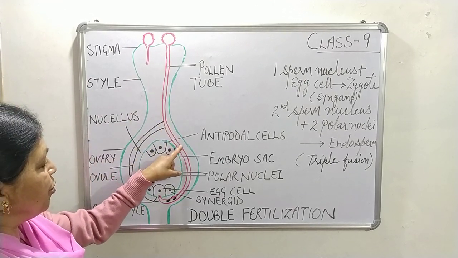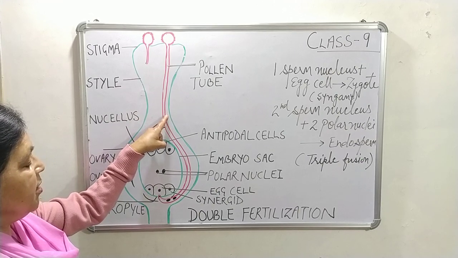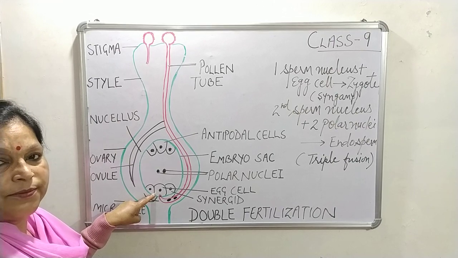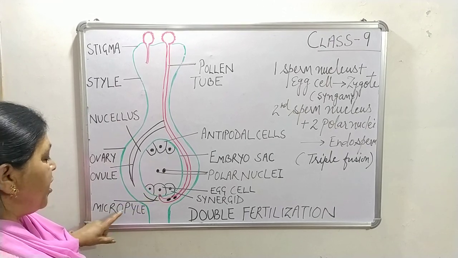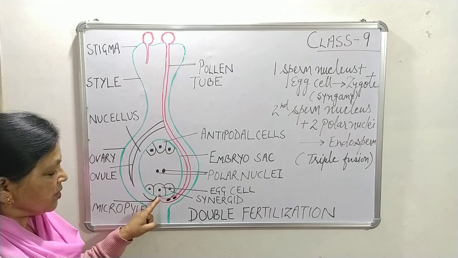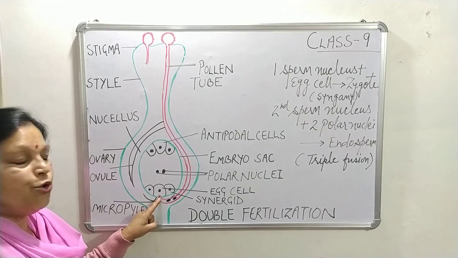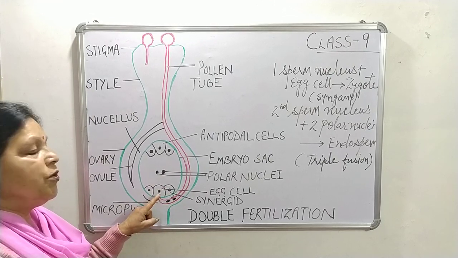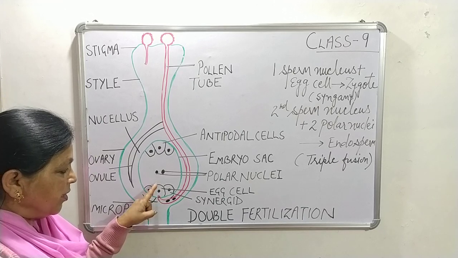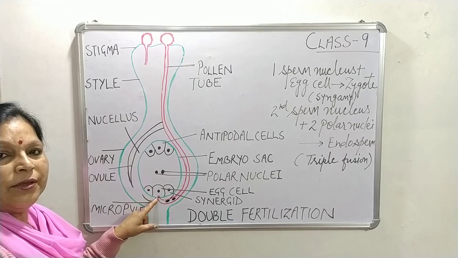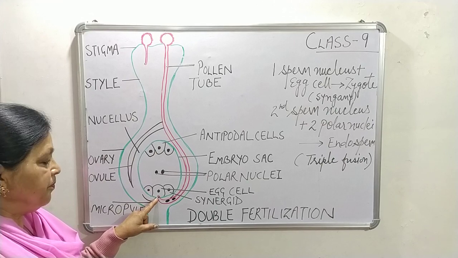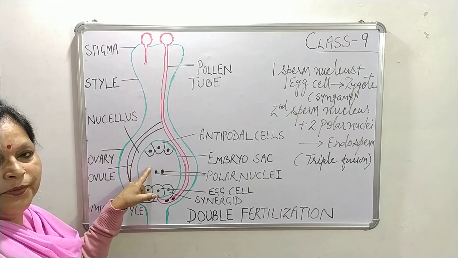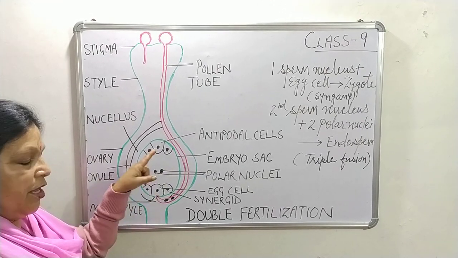Now this pollen tube will grow towards the style and the ovary and will enter inside the embryo sac, that means inside the ovule, through the micropyle. You can see there is a small nucleus called the tube nucleus. This tube nucleus will guide the pollen tube towards the ovule. When it enters inside, the tube nucleus will degenerate. Then these two sperm nuclei will enter inside the ovule, the embryo sac.